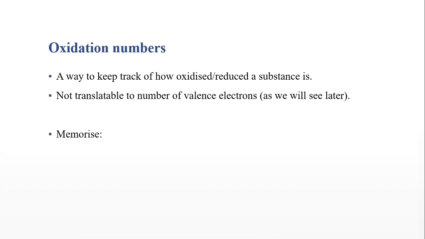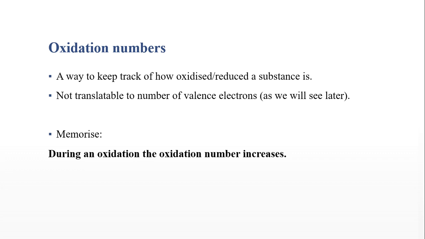You need to memorize a couple of rules here, okay? You need to memorize that during an oxidation, the oxidation number increases. It goes from a small value to a higher value, or maybe from a negative value to a positive value. During a reduction, the oxidation number will decrease because it's the opposite process. I'd like you to write these down and memorize them, because we need to use these rules to solve chemical problems.